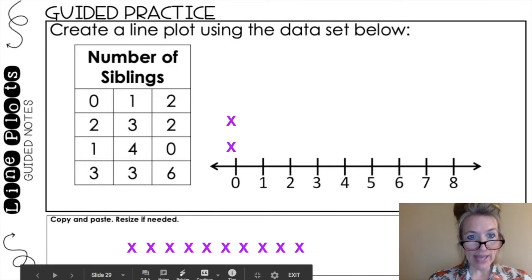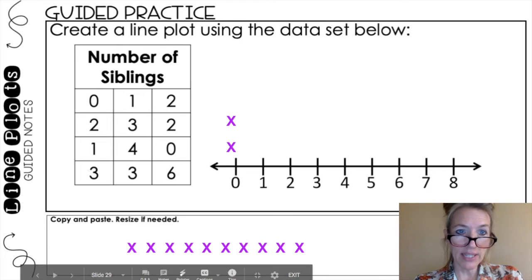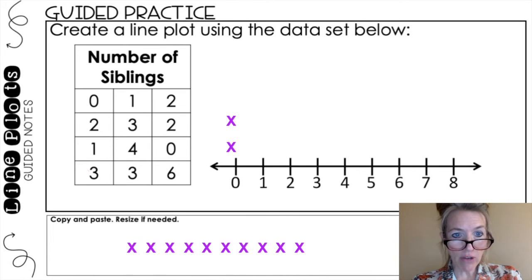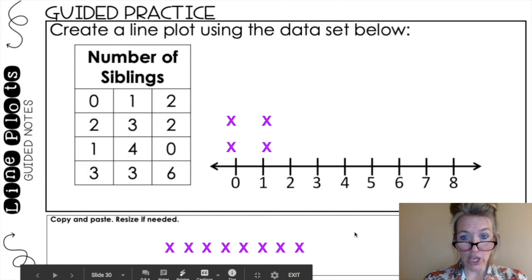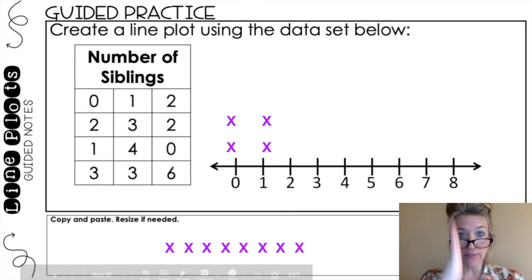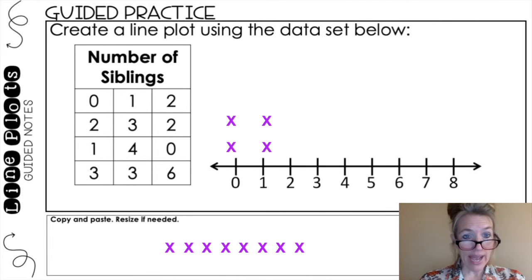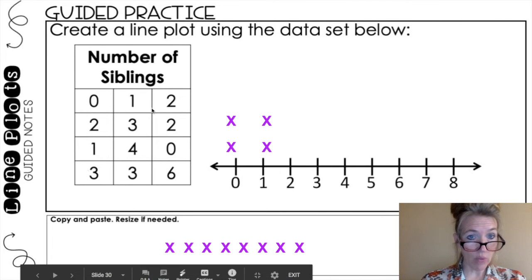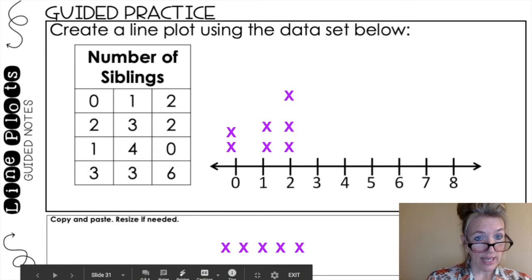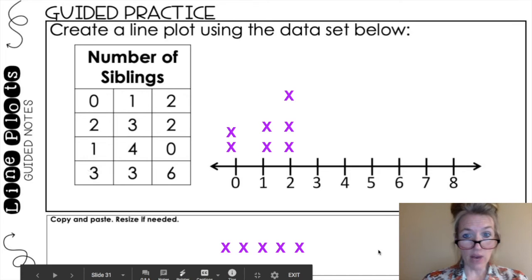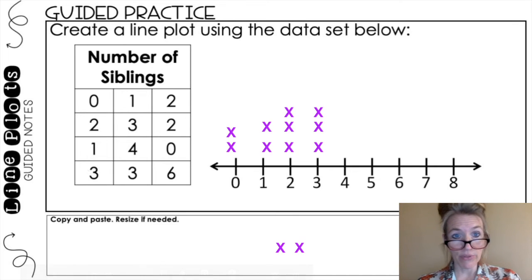All right, back to our counting of the number of siblings. So I'm now counting the number of times 1 occurs in our data set, and that's 2 times. So I'm going to drop and drag 2 X's above the number 1. I'm now counting for 2, so I'm going to count 1, 2, 3 2s. So I'm going to put 3 X's above 2. Next, I'm going to count the number of 3s. And 1, 2, 3, I've got 3 X's above number 3.